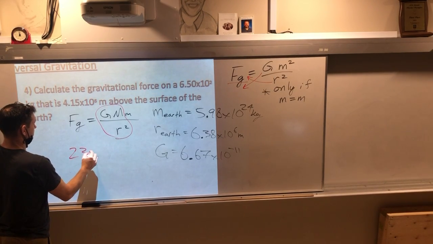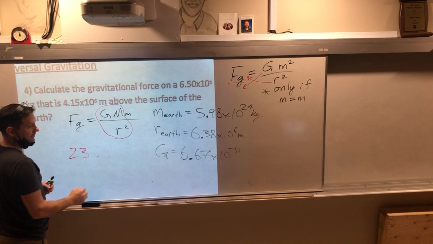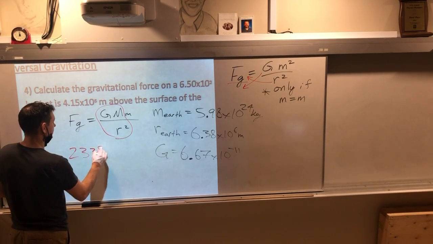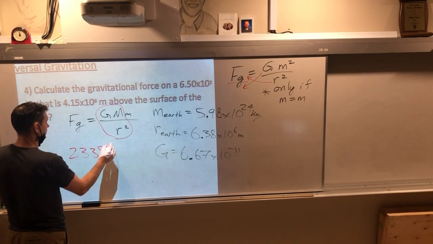I got 3.6 times 10 to the negative 11. I don't know what I did wrong. That doesn't sound right. What is it? 2,338 Newtons? Yes.